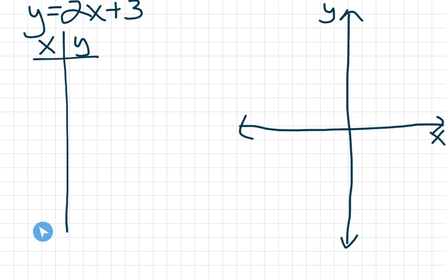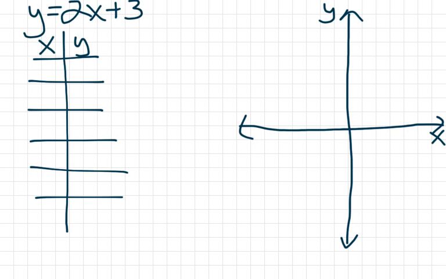As we move forward in Algebra 2, we will have what's called a restriction on the domain, meaning that there are certain numbers we're not allowed to pick. But we're not there yet. So we're going to pick some numbers. Okay, we're going to pick a bunch of them here.